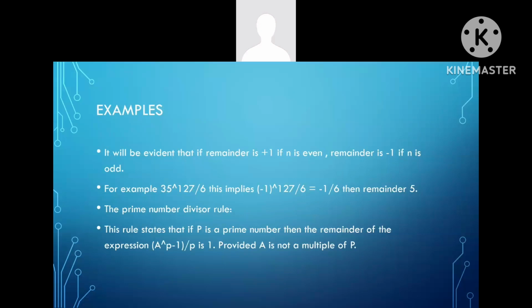Next, let's discuss the prime number divisor rule. This rule states that if p is a prime number, then the remainder of the expression a power p minus 1 by p is 1, provided a is not a multiple of p.